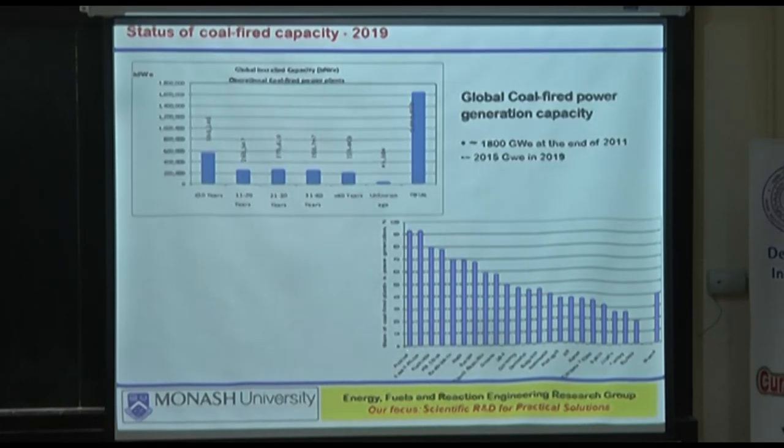So just as an example, Poland and South Africa still heavily rely on coal for their domestic power needs. Of course, it's gradually dropping as renewables come in, and some other means of base load power generation come in. This is going to drop.